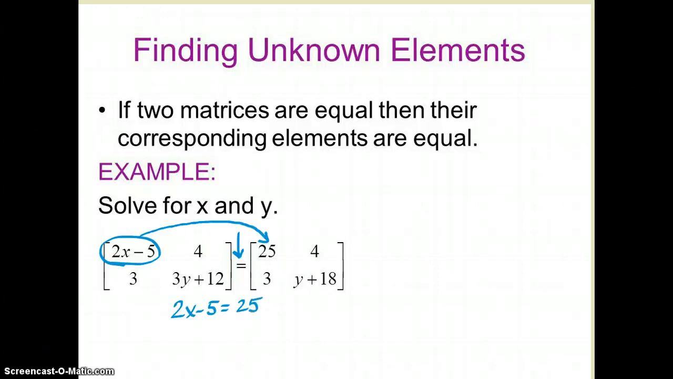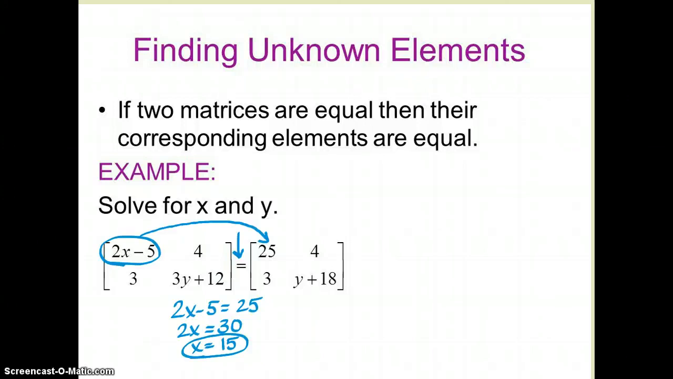So I'm going to calculate that. 2x minus 5 equals 25. I add 5 to both sides, so I get 2x equals 30. Divide by 2. 30 divided by 2 leaves me with 15. I was told to solve for x, and x happens to be 15. In this case, if you were to plug x back into 2x minus 5, you would get 25, just like you get in the other matrix.